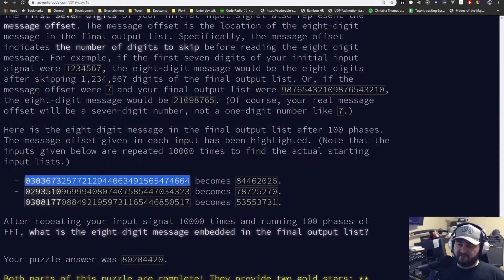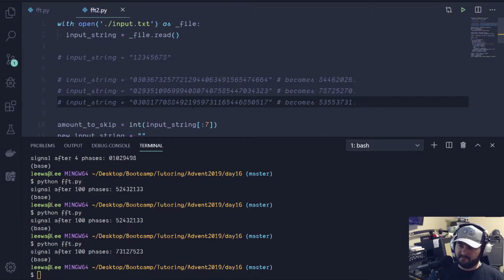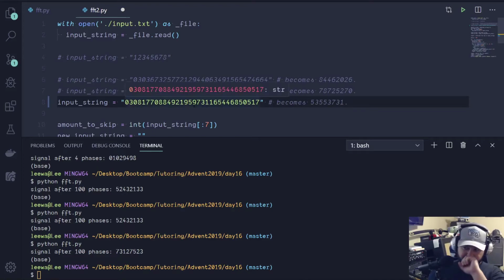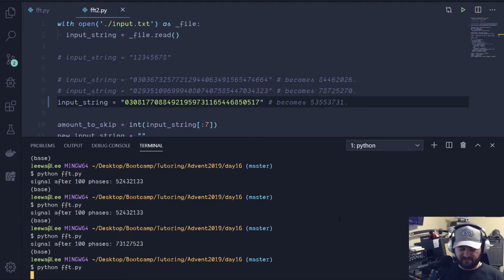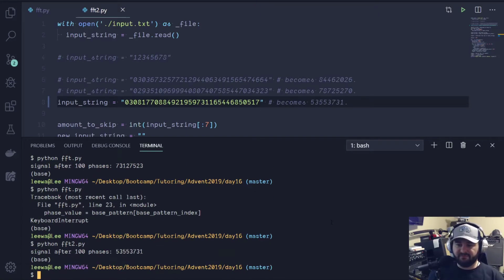They give you some new values here. This after 100 phases. So this is, again, going to be multiplied 10,000 times. That should become that. That should become that, so on and so forth. If you run this on part 2, we'll check out just to make sure I'm not crazy and that this still works. This should be 53553731. Oh, I'm sorry, that's part 1. Let's do 2. Runs pretty quick. 53553731.